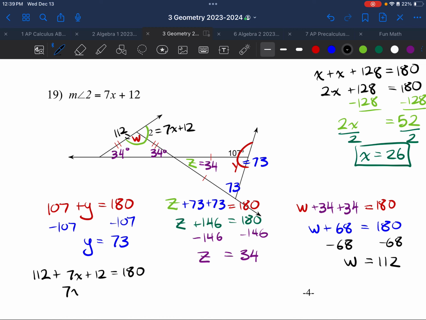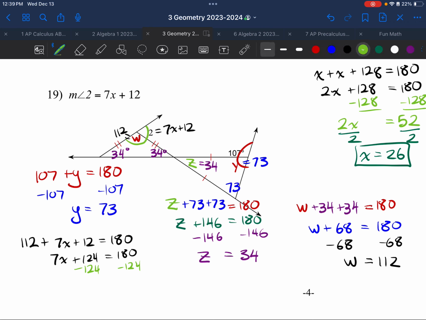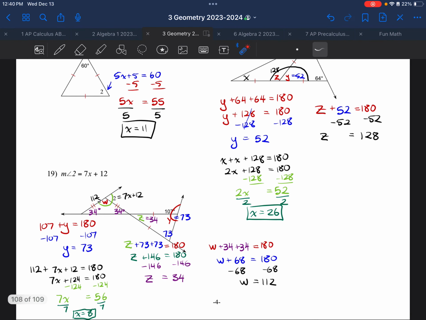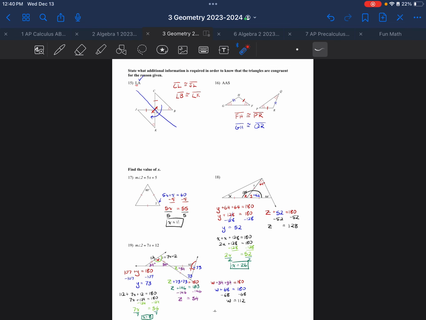Combining like terms gives me 7x plus 124 is equal to 180. If I subtract 124 on both sides, I'm running out of room, so I'm going to go ahead and move all of this up. Thank you for technology. And that's going to be, 7x is equal to 56. And finally, I'm going to divide by 7, and x here is equal to 8, which is my final answer, and I will box. Again, let's make sure I was reading the question correctly. It was indeed asking for the value of x, and I found the value of x to be 8 with a lot of work. That concludes the practice test for Geometry Unit 3.